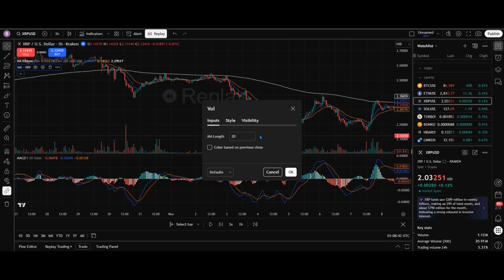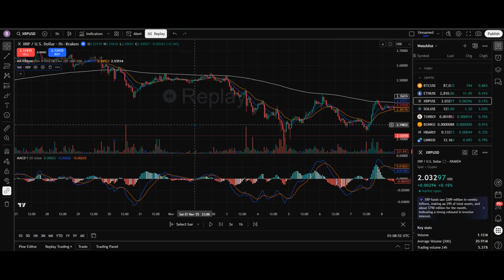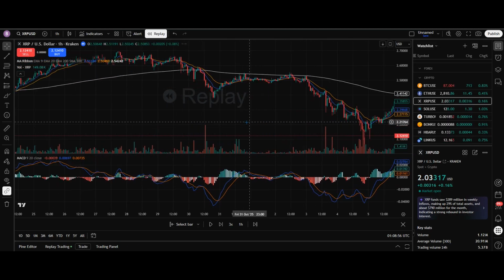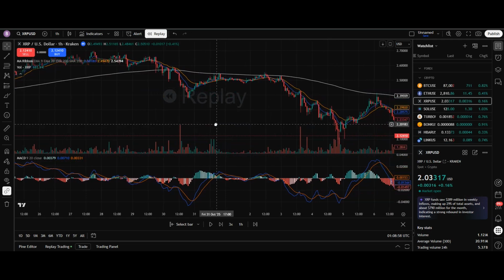Really, I don't mess with the volume settings. This is fine. MA, moving average 20, that's okay with me. But yeah, it's another pretty simple concept to grasp, but simple but very, very powerful.